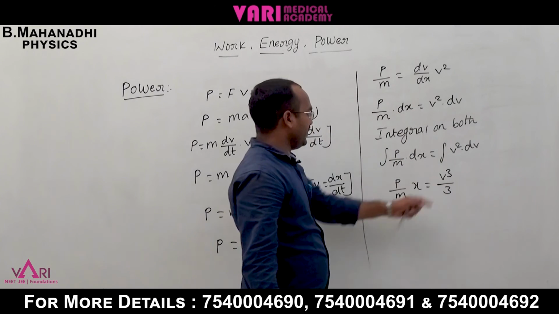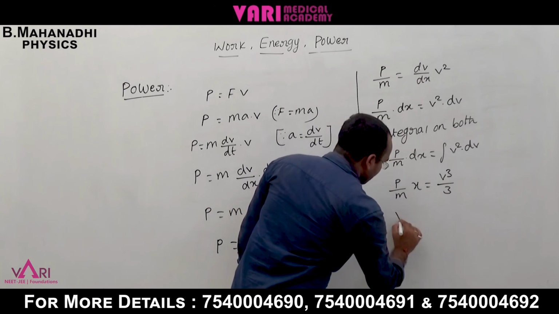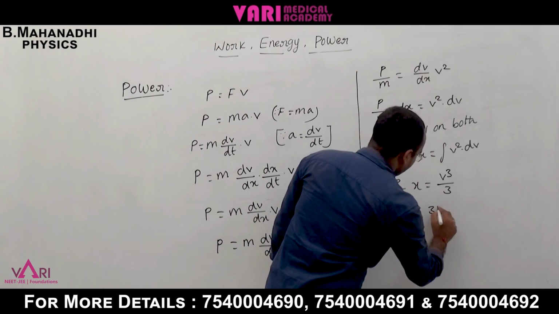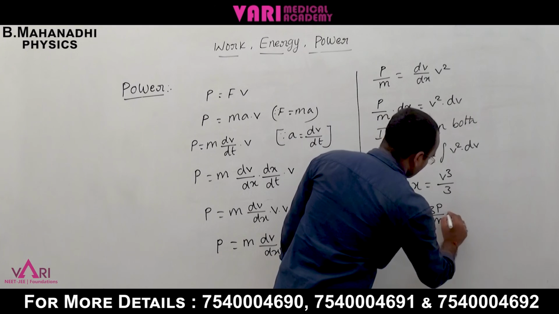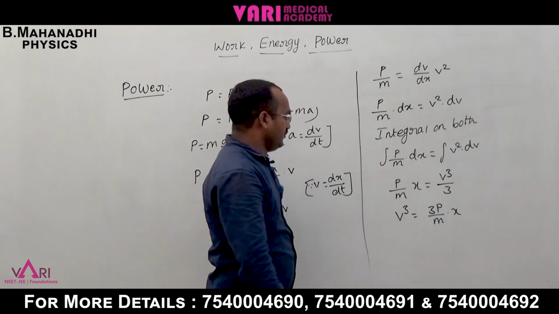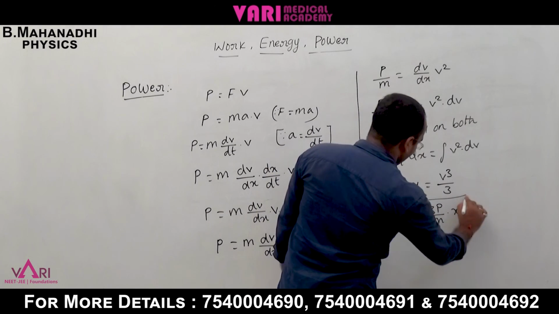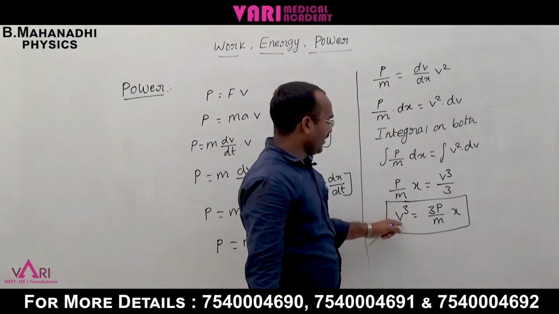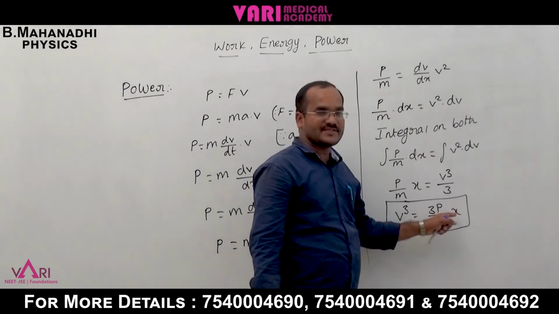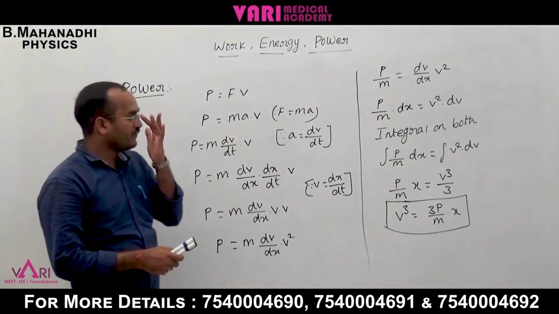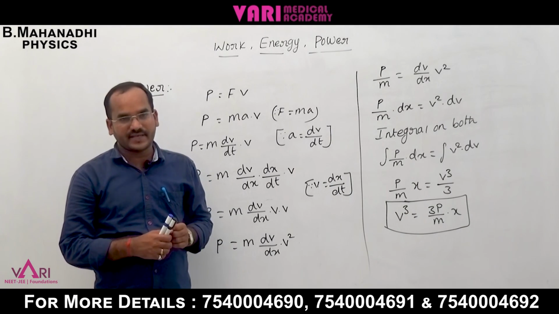Now I need v, so v cube is equal to 3p by m into x. These are the relations of velocity and power with displacement. This is the explanation of the relations of power with displacement and time.